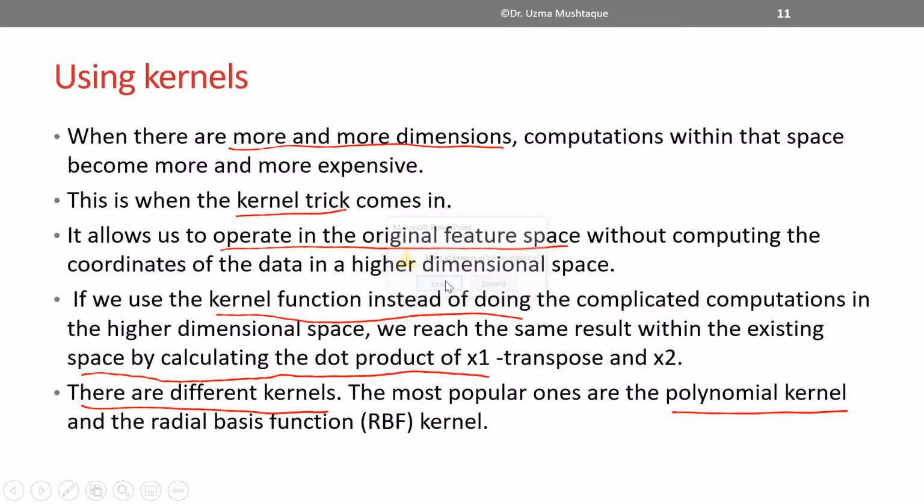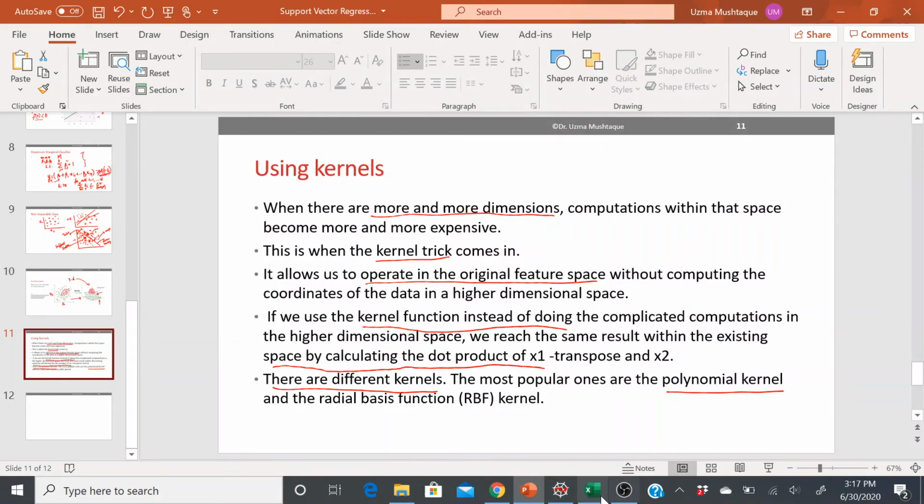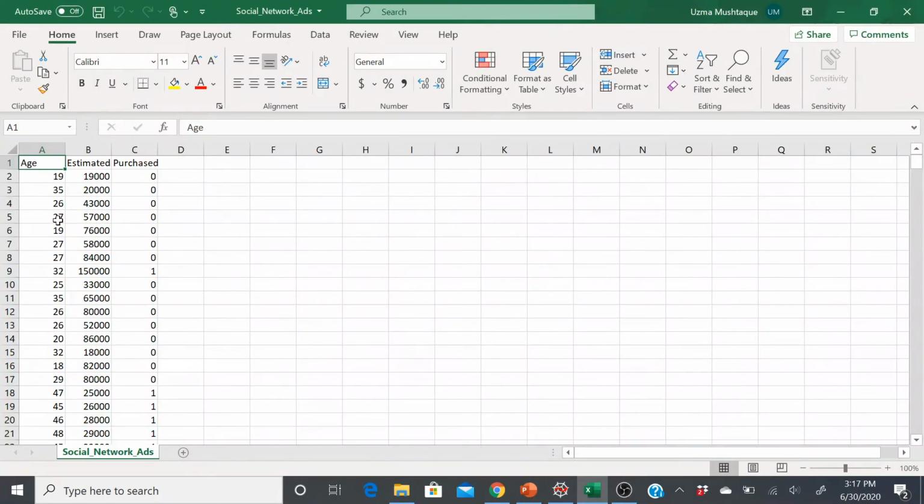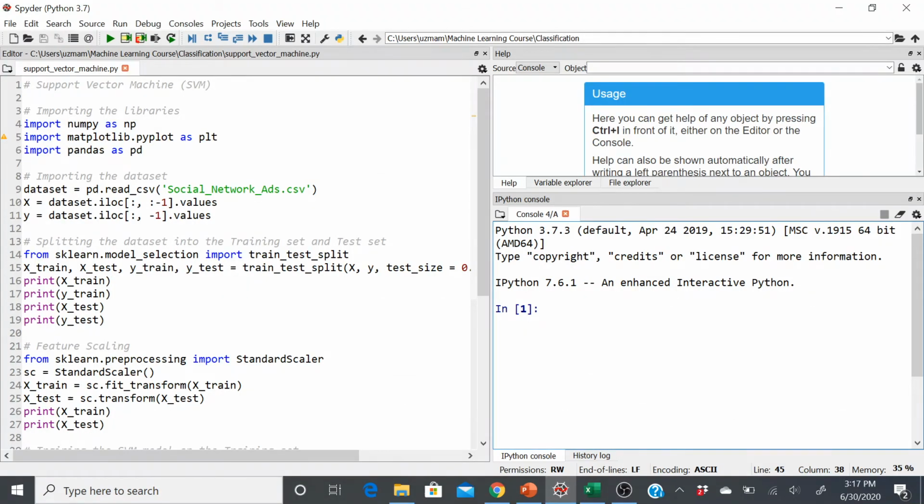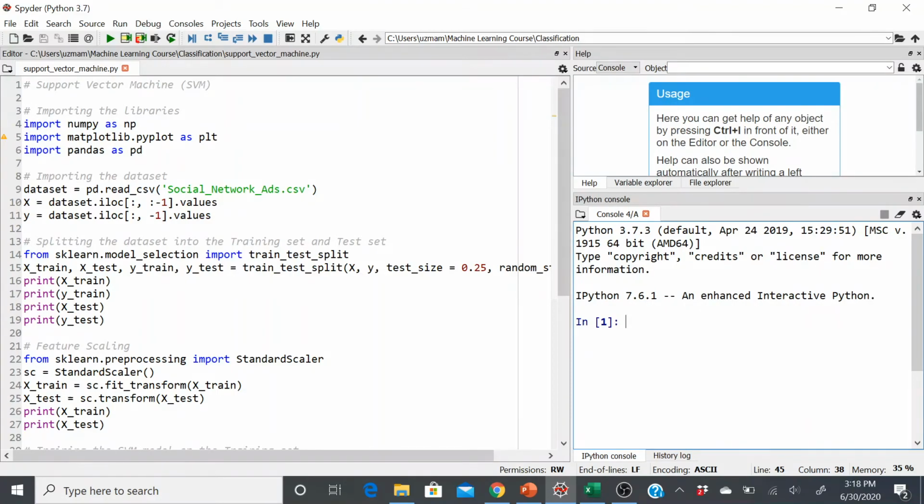The data that I'm using and the problem that I'm looking at is the same problem that we looked at with logistic regression. You have the age of people and the estimated salary, and then whether they purchased an item or not, given that they were shown that item in an ad or in some other form. Okay, so this is the code. I'll provide that in the link in the description below.